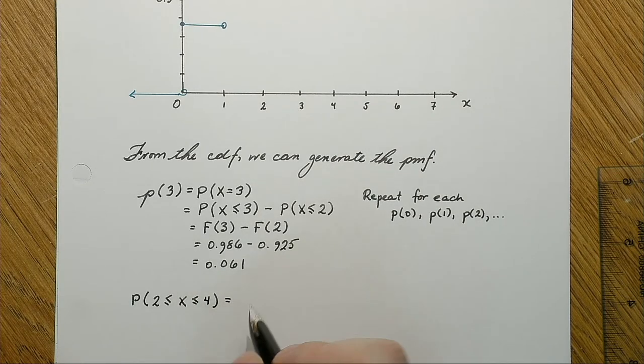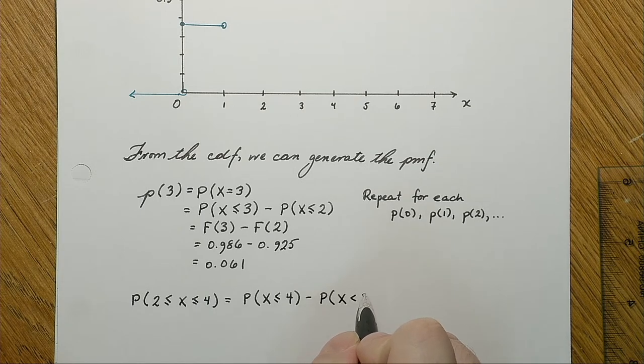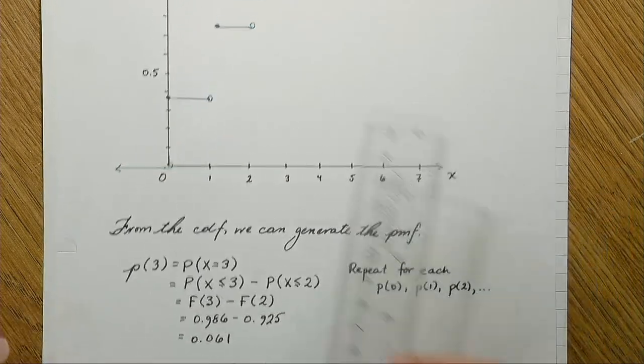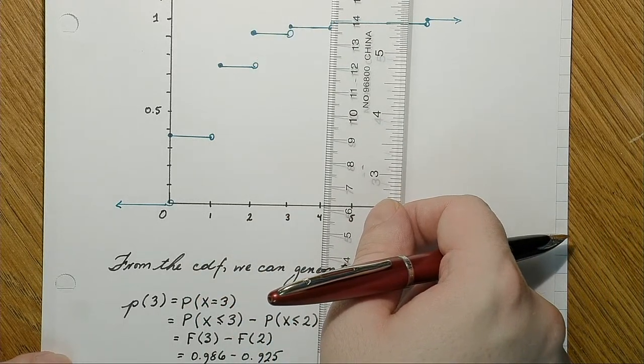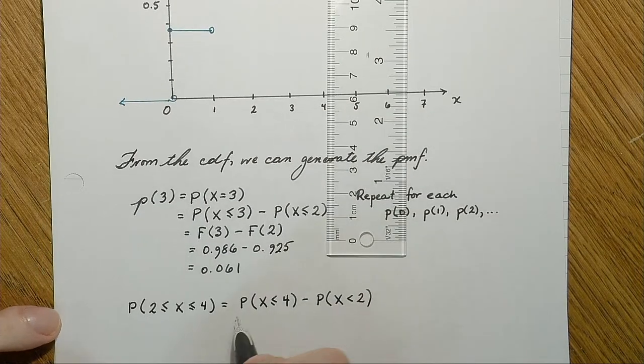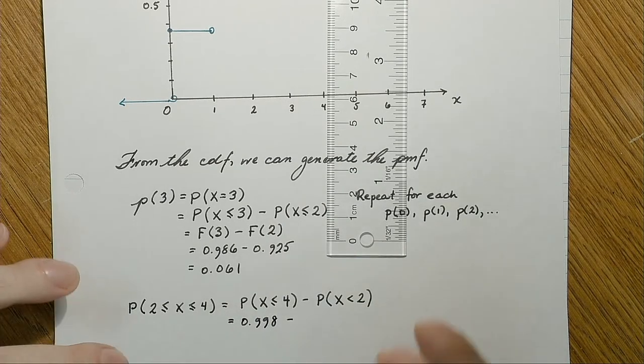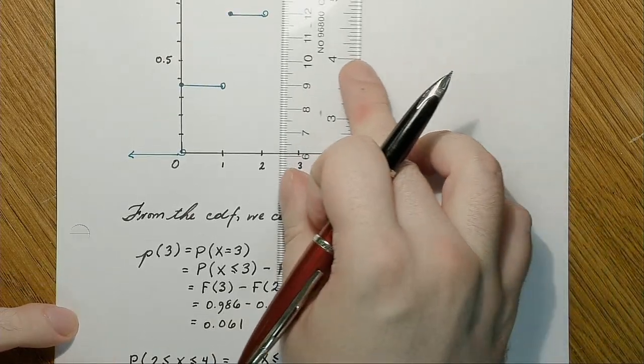Again, if we're going to just use the CDF to calculate this, it's the probability of x less than or equal to 4, and we need to subtract the probability of x strictly less than 2. The reason why is that we're calculating all this probability up to this point, so we're sweeping up to here. That probability is 0.998, and we need to have it up to and including 2.